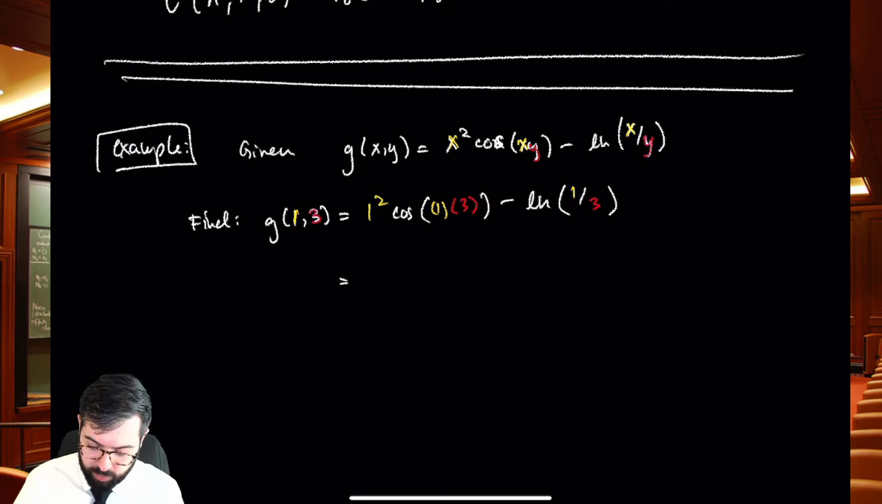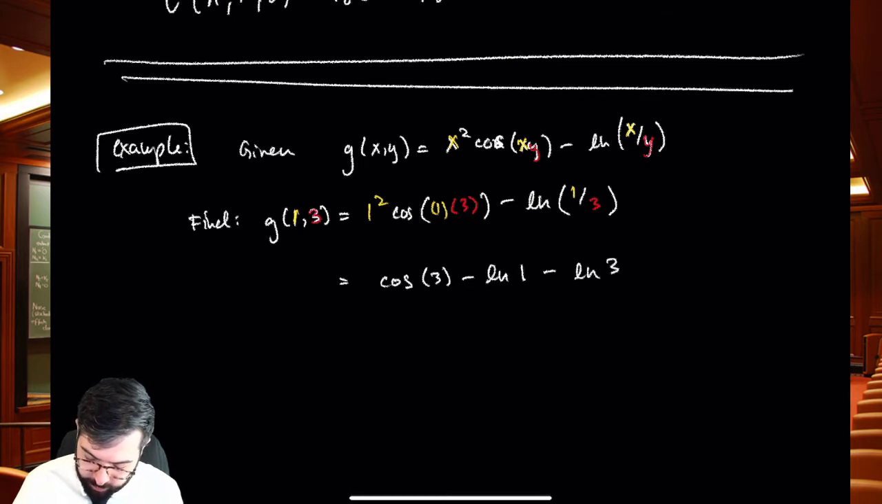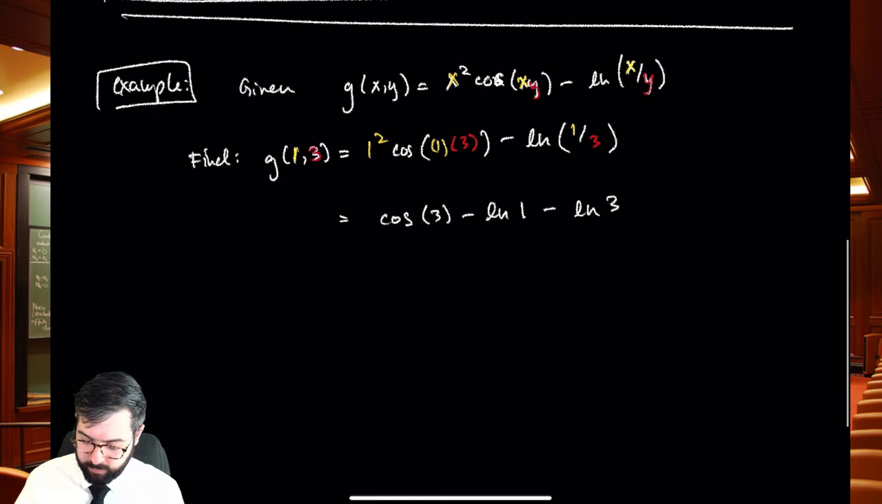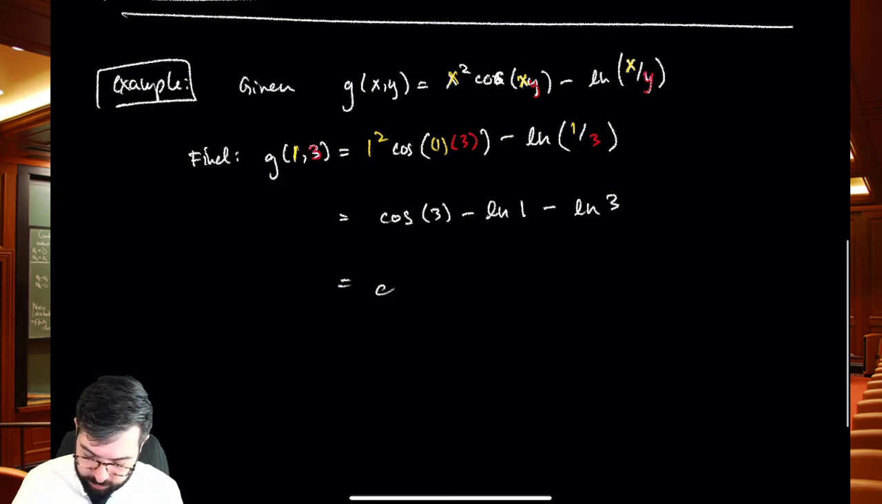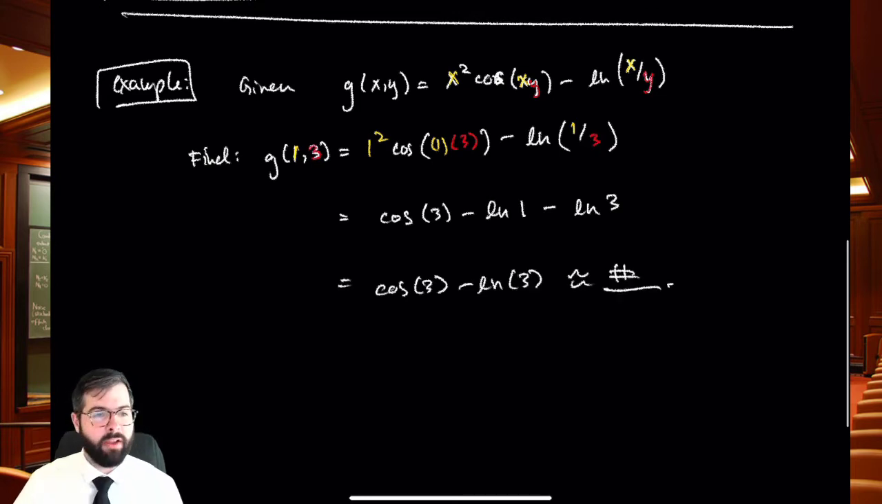Let's get 1 squared cos of 3 minus ln of 1 over 3, which is really ln of 1 minus ln of 3. ln of 1 is 0, if you recall, so this is really just cos 3 minus ln 3, which we could get some scalar value for, right? It outputs a real number.